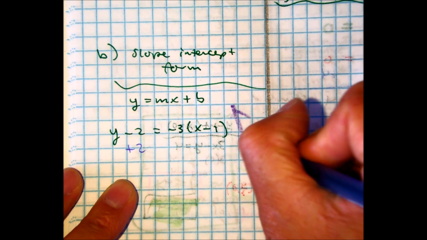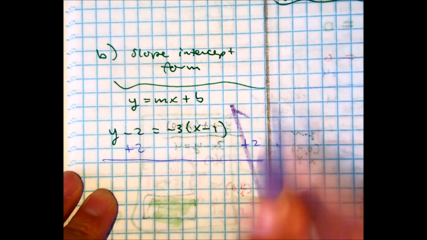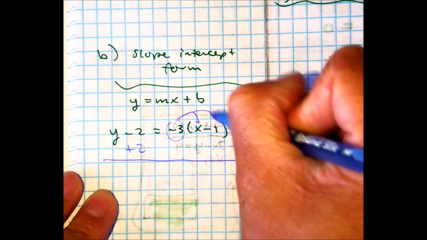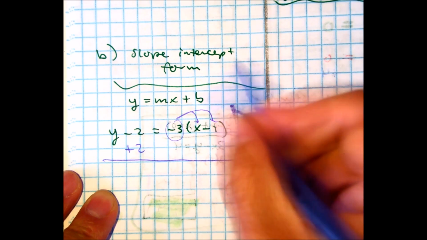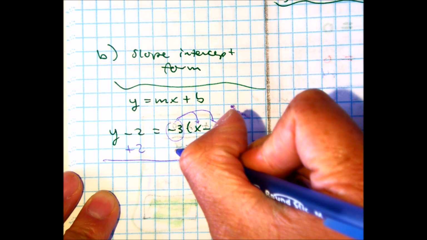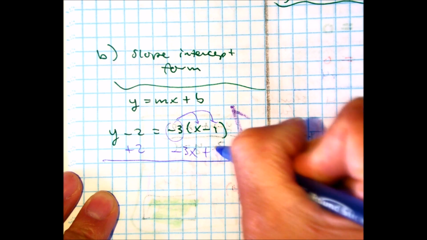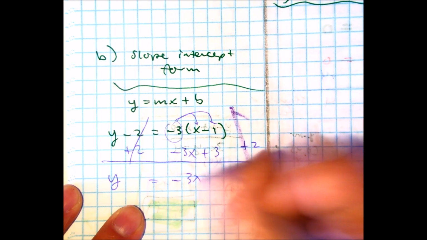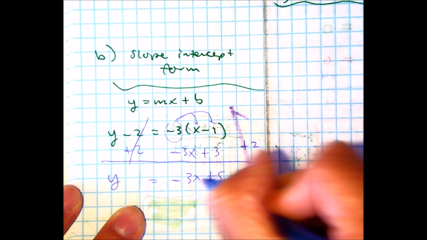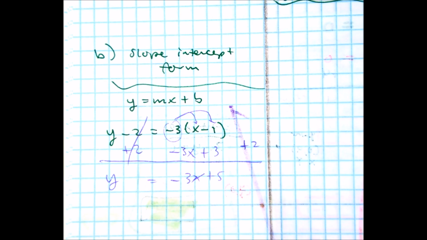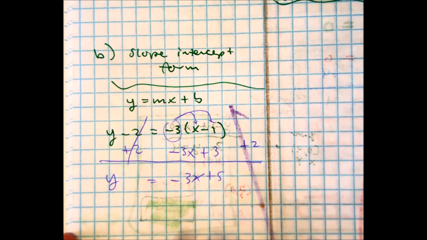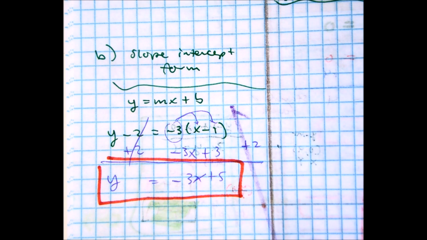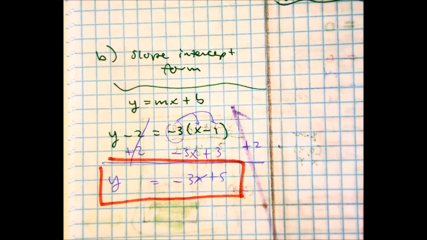You want to add 2? I would add 2 way over here. Let's go ahead. In slope-intercept form, there are no parentheses, so I would distribute. Class, what would you get there? So I have y equals -3x, and that is plus 5. y equals -3x plus 5 is my slope-intercept form. Notice how y is by itself and there's no parentheses.